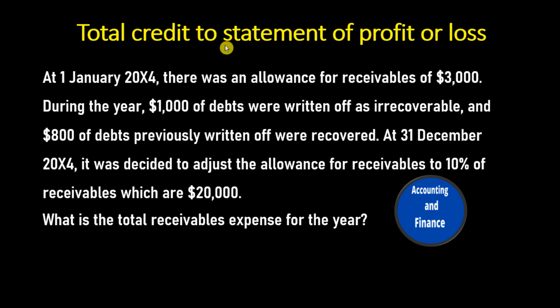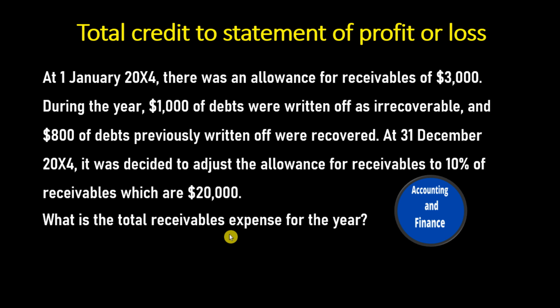Total credit to statement of profit or loss. At 1 January 20X4, there was an allowance for receivables of $3,000. During the year, $1,000 of debts were written off as irrecoverable, and $800 of debts previously written off were recovered. At 31 December 20X4, it was decided to adjust the allowance for receivables to 10% of receivables, which are $20,000.